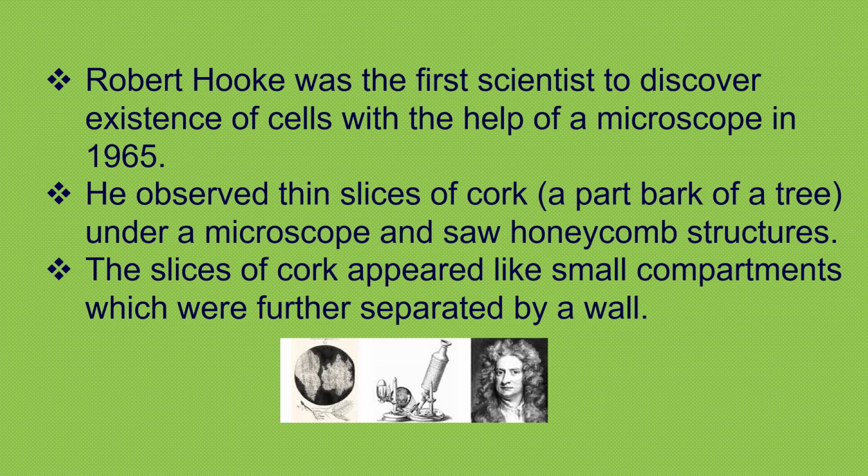Robert Hooke was the first scientist to discover the existence of cells with the help of a microscope in 1665. He observed thin slices of cork under a microscope and saw honeycomb-like structures. The slices of cork appeared like small compartments, which he called cellula, and later it was called cell.